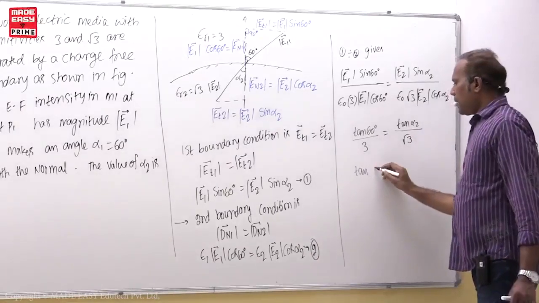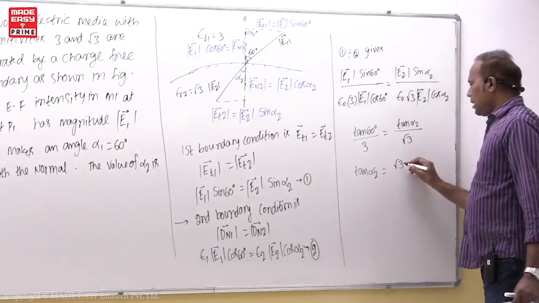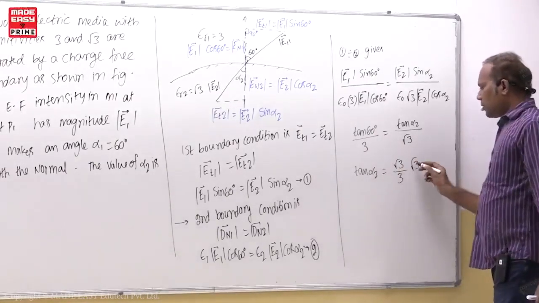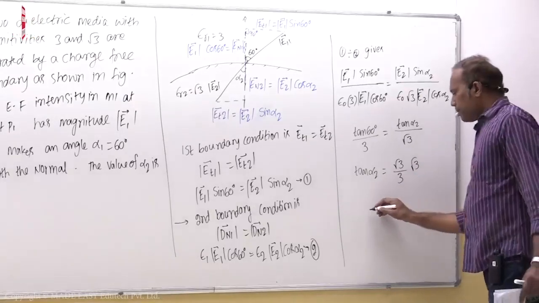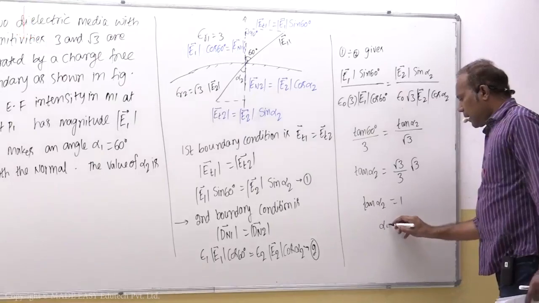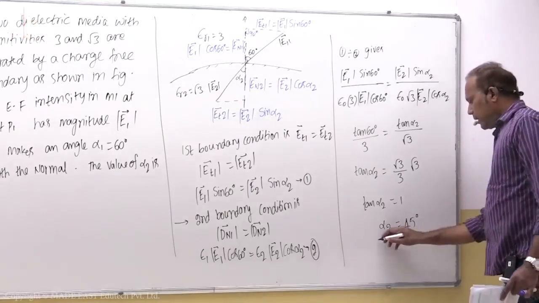Now tan alpha 2 is equal to root 3 divided by 3 times tan 60, which is again root 3. So root 3 into root 3 is 3, divided by 3 gives 1. So tan alpha 2 is equal to 1 and alpha 2 is equal to 45 degrees. So that is the answer. Okay.